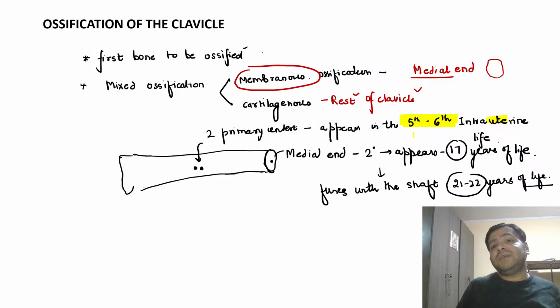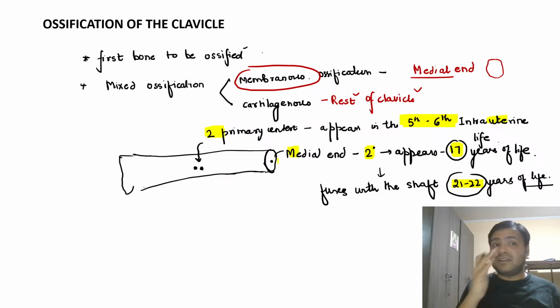So at 5 to 6 weeks, you can imagine, guys, at this time it is basically the embryo, right? And during that 5 to 6 weeks, these two primary centers are appearing and they both are growing, right? And the medial end is basically the secondary center which appears later in life, when the person is 17 years of age. And approximately around 21 to 22 years of age, these two are fusing together, the shaft along with this medial end.